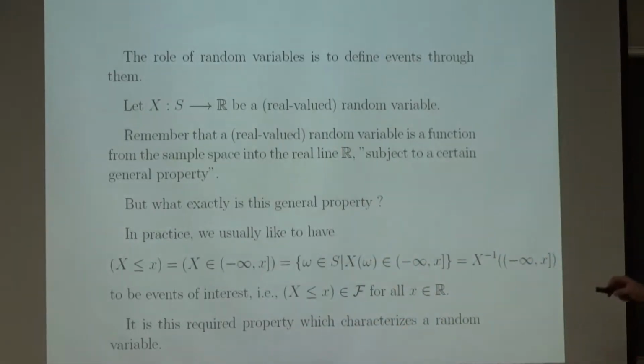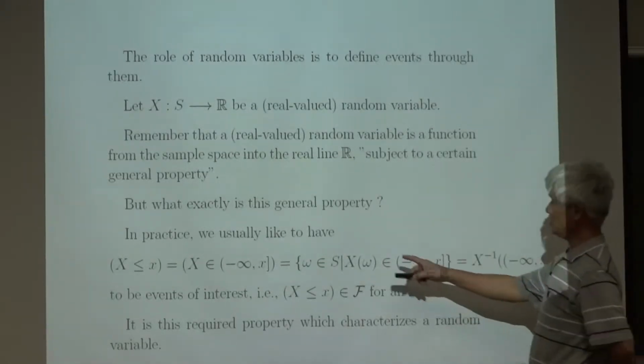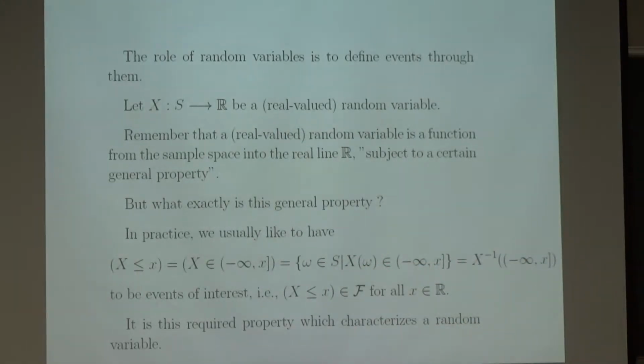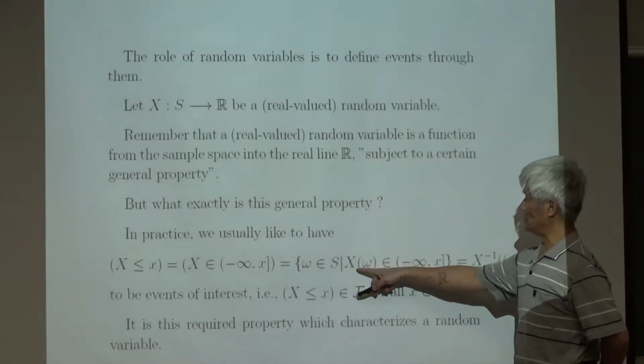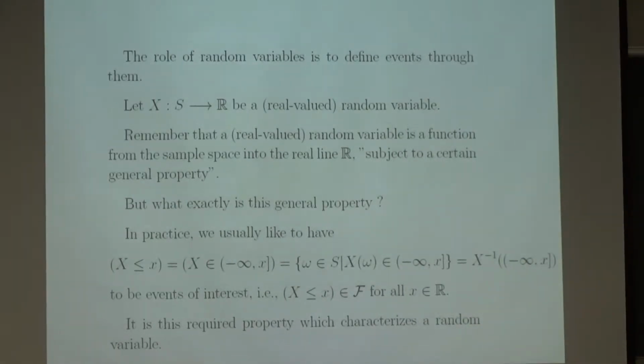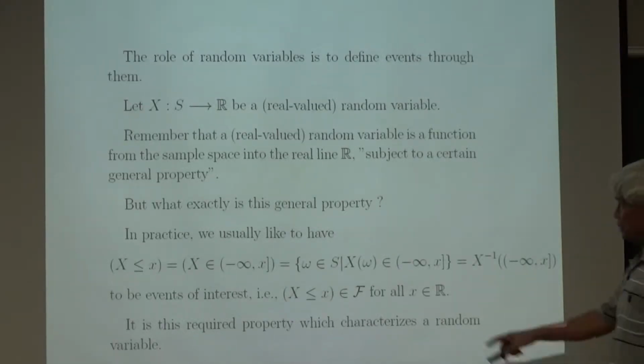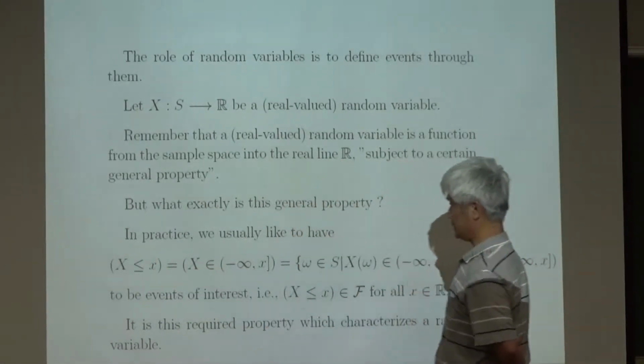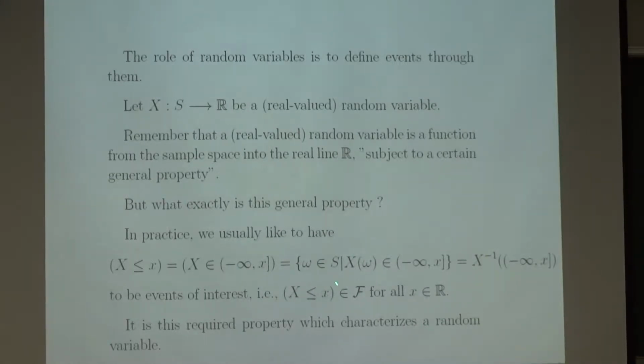This is a subset. As we know, any event is a subset of some space, so we include all samples omega such that if we observe the sample, then the measured value will be in this set. Or by using the inverse mapping notation, we can write the event like this. So these are four different kinds of notation for the same event. We realize that this event is an event of interest. That means this event should be in the collection of this sigma algebra F, for all x in R.